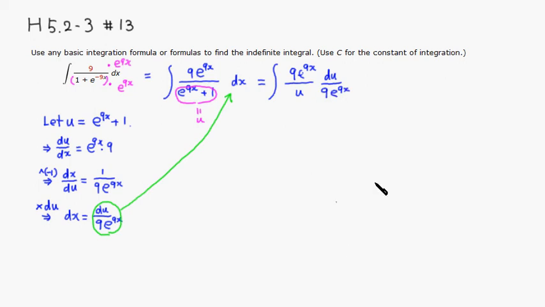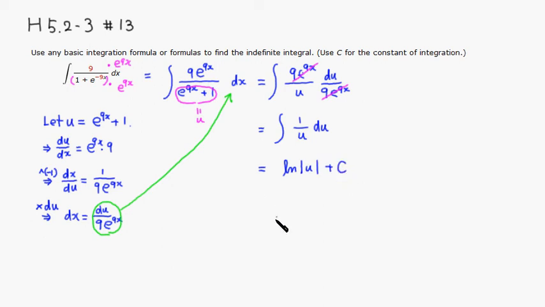Then we can cancel out 9 e to the 9x, 9 e to the 9x, and you will get the integral of 1 over u du. So this is just a natural log. The antiderivative is the natural log of the absolute value of u plus some constant c.